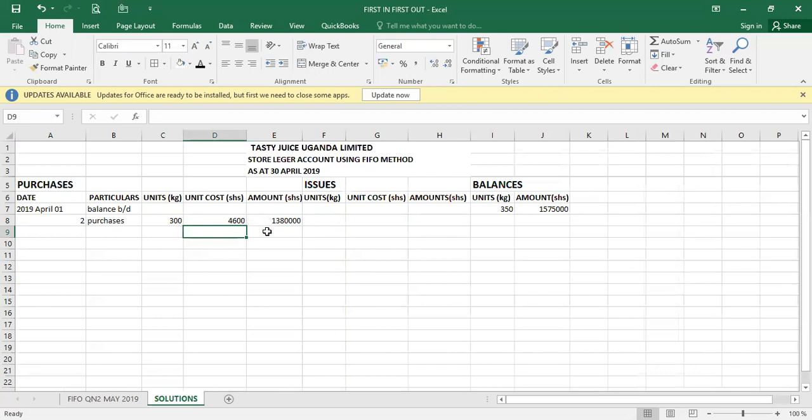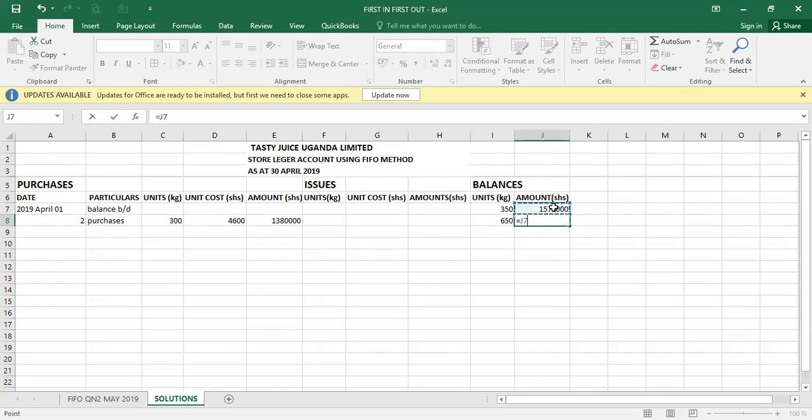4,600. But when you make a purchase, make sure we are also adjusting the balance side, because the stock is going to be increasing. We say equal sign this. If it is increasing, we add. If it is reducing, then we're supposed to subtract. But this one, sorry, I've added the wrong one. It's supposed to be this. We are adding units plus these 300 units, which will give us 650 units. But these 650, they will be valued at equal sign this plus this, the amounts.